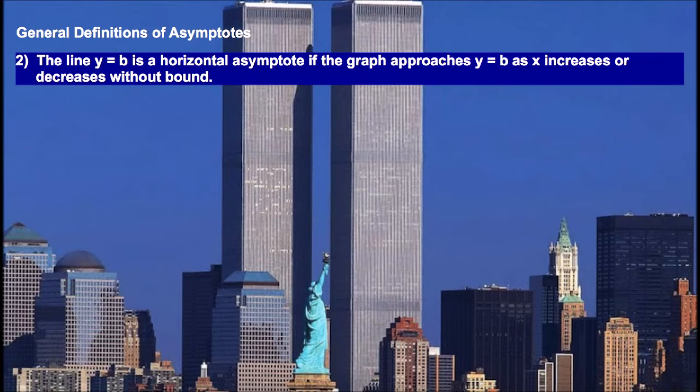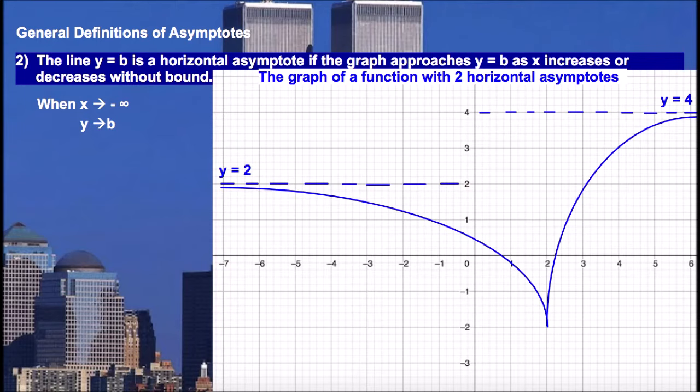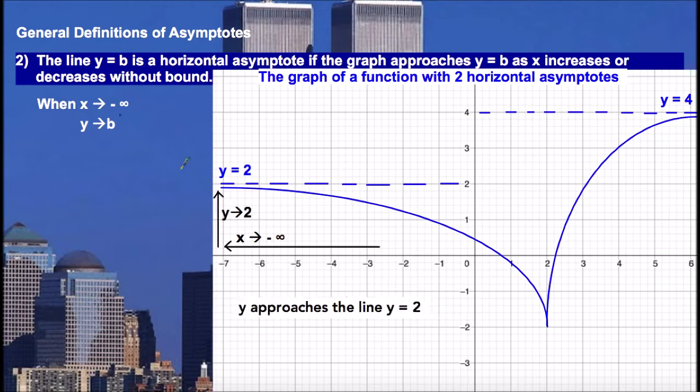The line y equals b is a horizontal asymptote if the graph approaches y equals b as x increases or decreases without bound. When x approaches negative infinity, y approaches b. The graph of a function with two horizontal asymptotes. Here we have y equals 2 and y equals 4. As x decreases without bound, y approaches the line y equals 2.